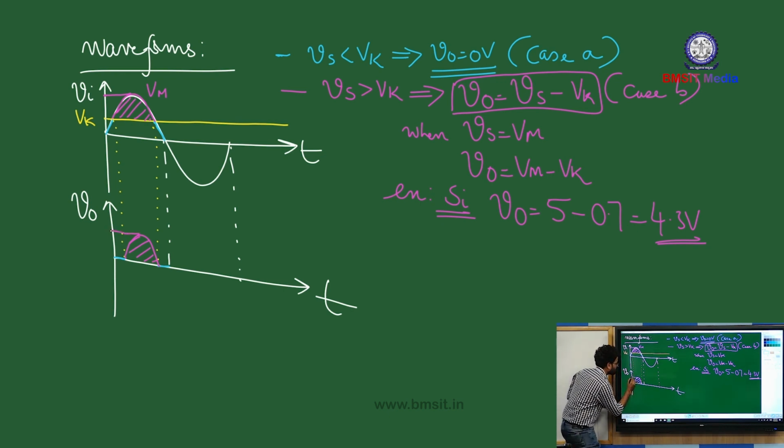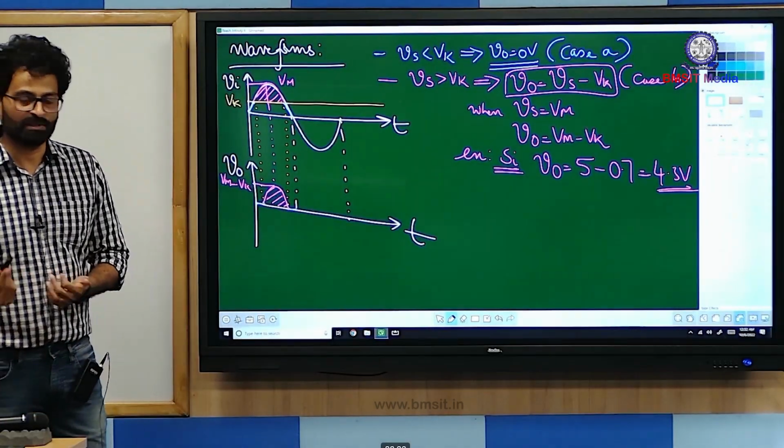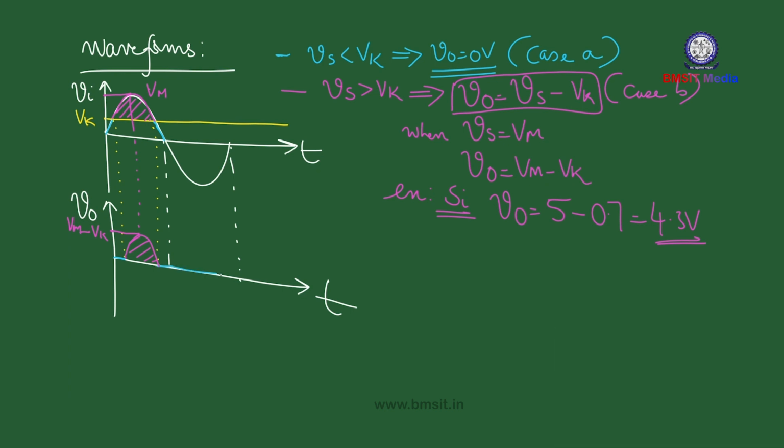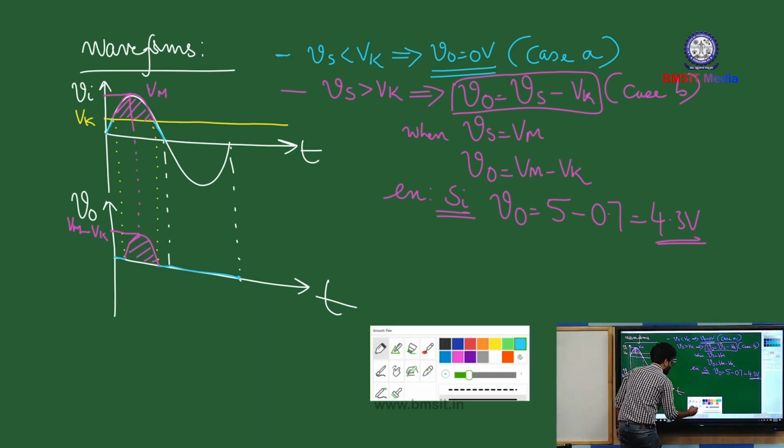So when your input is at Vm, your output will be at Vm minus Vk. And for the negative half cycle, you had observed that for the entire negative half cycle, the output was 0 volts. Entire negative half cycle, output is at 0 volt level. And after this, you can draw the transfer characteristics. I'll draw the transfer characteristics here as well.